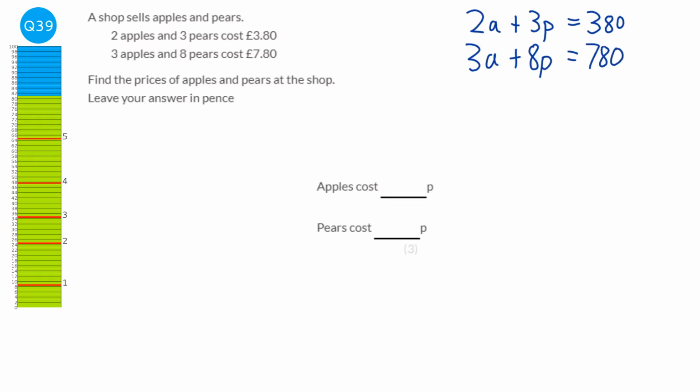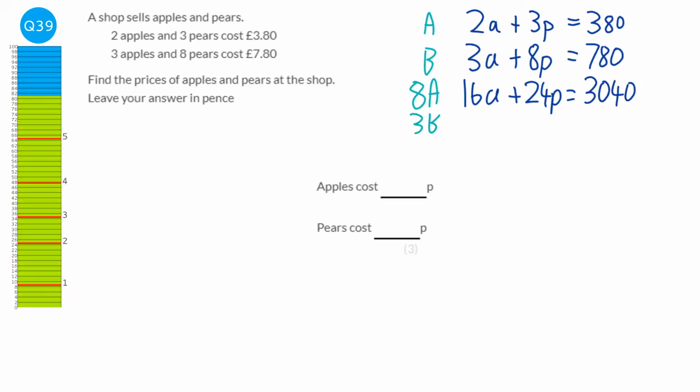Okay, so the first thing I do is try and get these numbers the same. So 3 and 8, they both go into 24, so I need to make them both 24. And what some people do is they just label this A and this B. And so what we're going to do here is multiply everything in equation A by 8, so that this becomes 24. So it's going to become 8a. And so we're going to times the 2a by 8, which will be 16a plus 24p, and 380 times 8 is 3040.